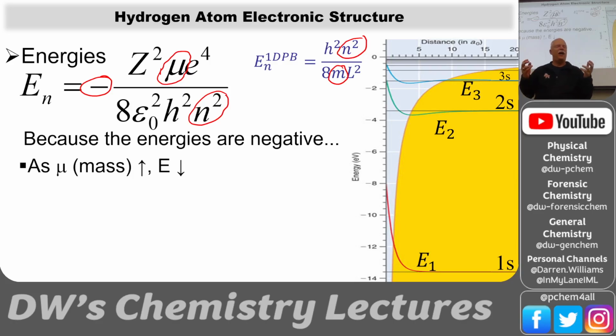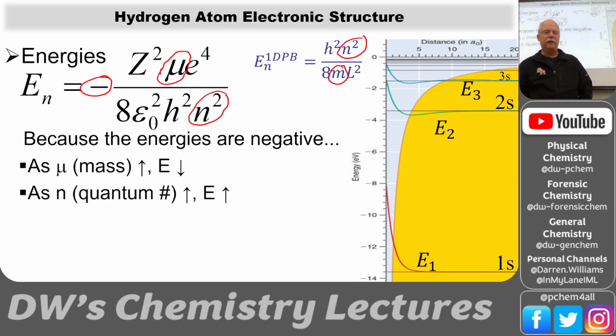Not sure how the mass of an electron could get bigger, but if it did, let's say we made some other kind of thing where we had a proton orbiting some element, the proton cloud, it would be a much heavier particle, so those energies would be really, really low.